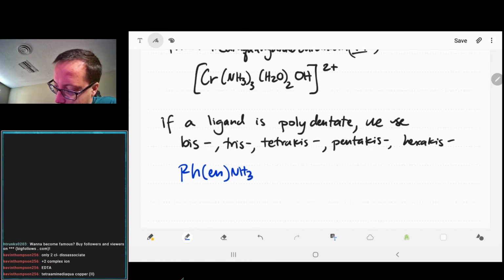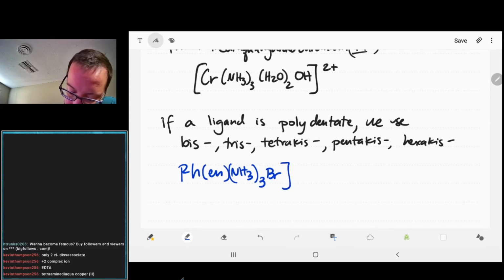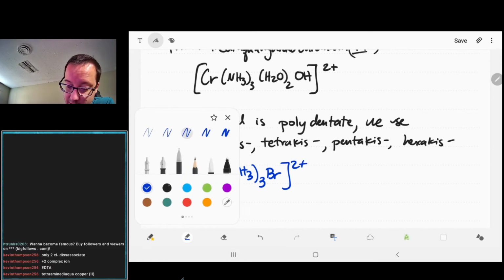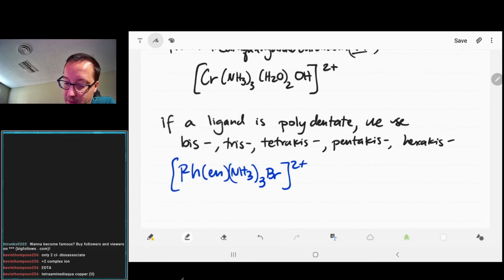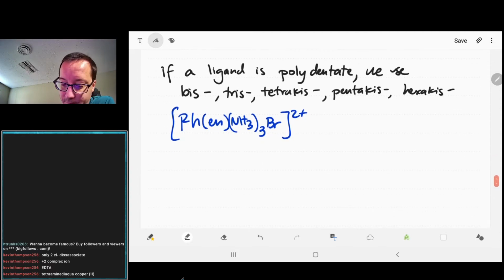Actually, I guess this example does not have that. But we will do one next that does have something like that. All right, so if we're going to name this guy, let's do this one first.